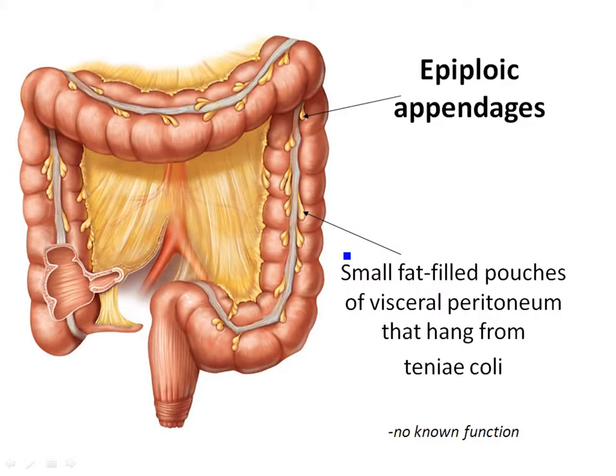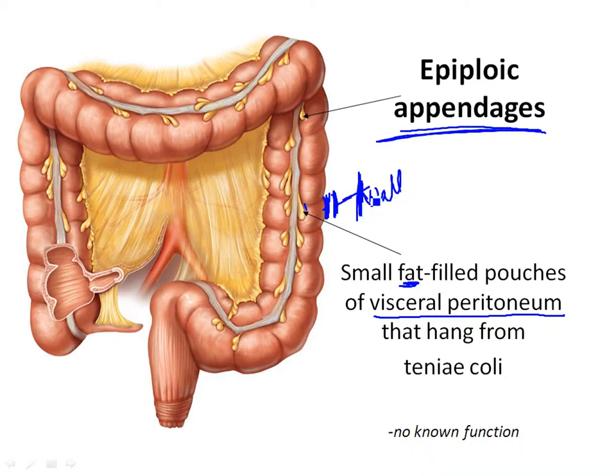There are a couple of things that are unique to the large intestine. One of them is something called epiploic appendages. They are these little fat pouches that hang off the sides of the large intestine. They are basically extensions of the visceral peritoneum with fat in it. They say they have no known function, but obviously we're storing a little bit of fat there. And if you remember, the visceral peritoneum is this outermost layer, the serosa, that is going to be part of the double-layered peritoneum that's connecting you here to the wall of the abdominal cavity. Okay.